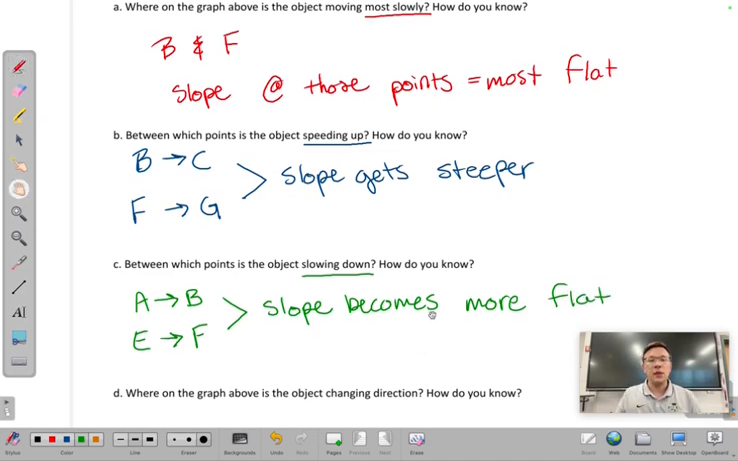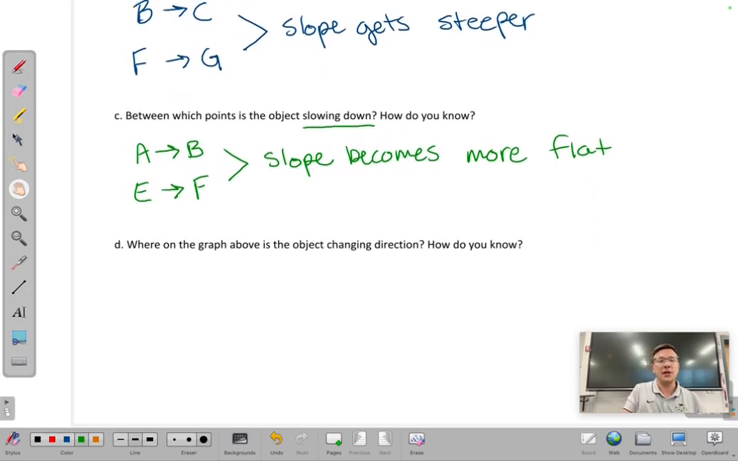Okay. The last question here says, where is the object changing direction? And how do we know? So again, please pause the video. I forgot to say that on question C, but pause the video, talk about it, get an answer, and then come back and restart the video.